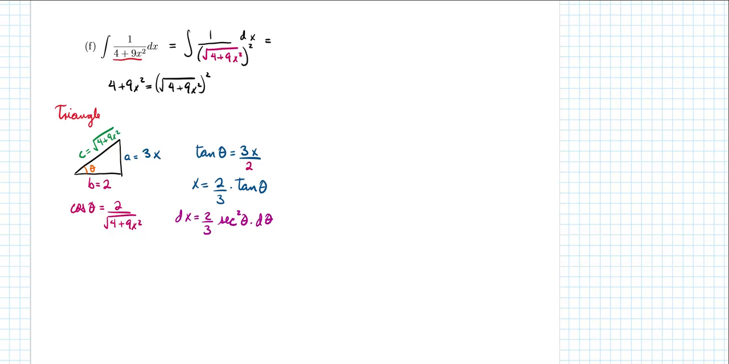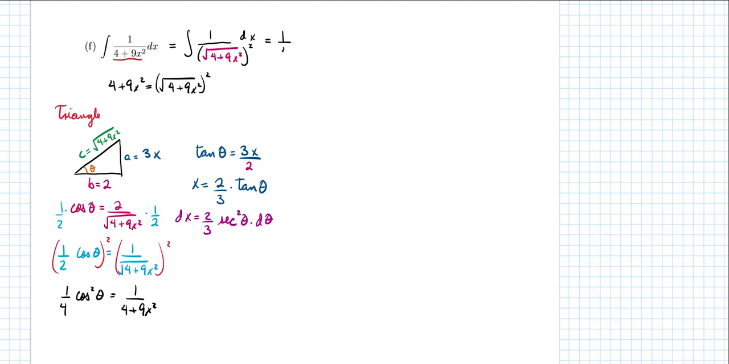Now, if I wanted to have only a 1 over the square root of 4 plus 9x squared, going back to the way that we defined the cosine, I'm going to go ahead and multiply this one here by 1/2. So we have 1/2 times the cosine theta is equal to 1 over the square root of 4 plus 9x squared. Now, since in this problem we were squaring the square root, I'm going to square both sides. So then we're going to have 1/4 cosine squared of theta is the same thing as 1 over 4 plus 9x squared. And that's exactly what I'm going to use when I'm rewriting it.